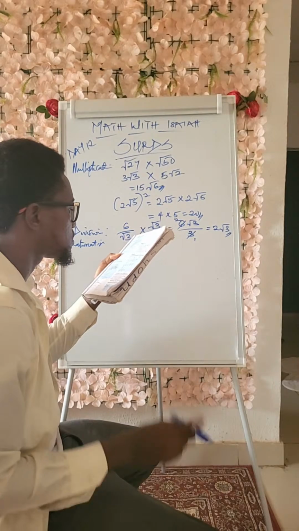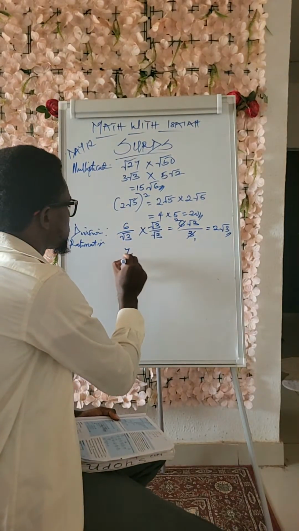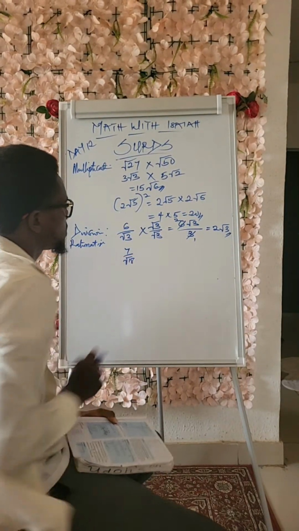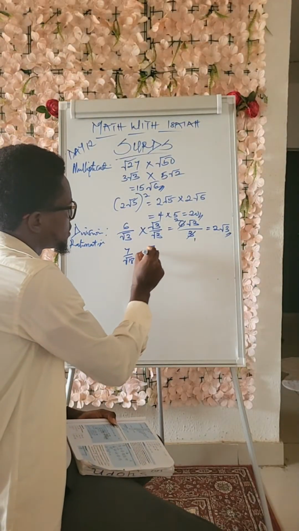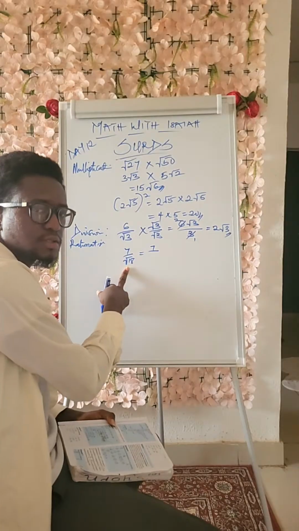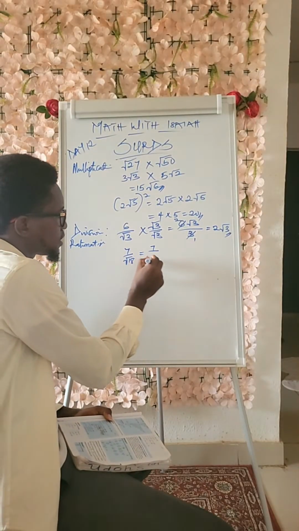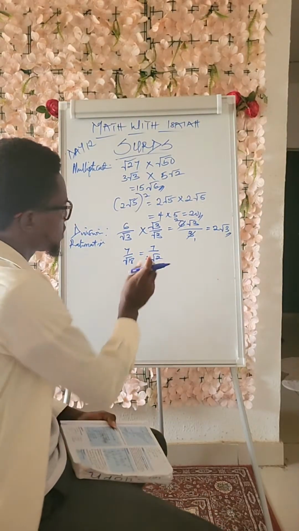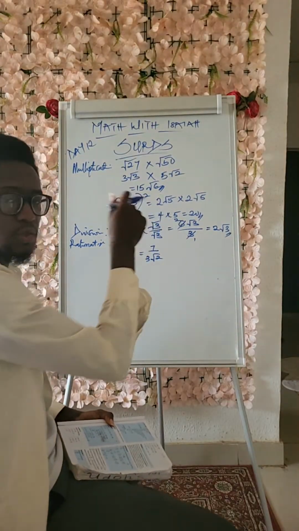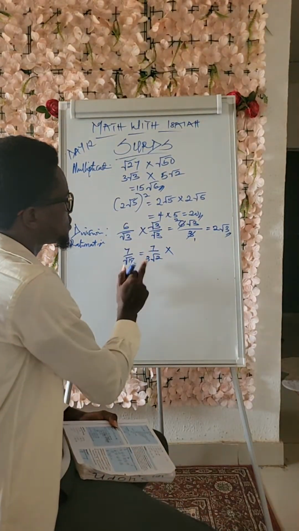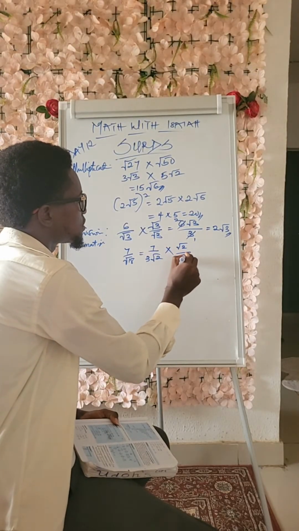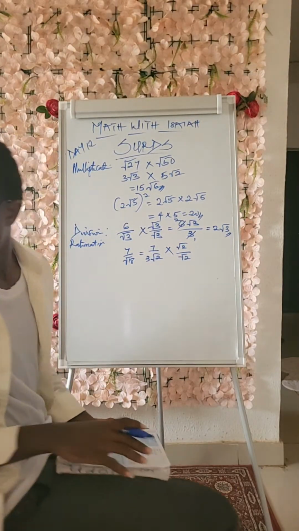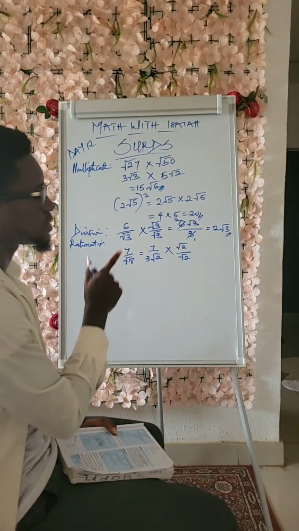Let's do 7 over root 18. Now let's break this down. Root 18 is going to be what? What are the two numbers? 9 times 2, right? Square root of 9 is what? 3. That's 3 root 2. Then now let's multiply the numerator and the denominator. But this time around, you will not be multiplying with 3. It's just the root. Times root 2 over root 2.